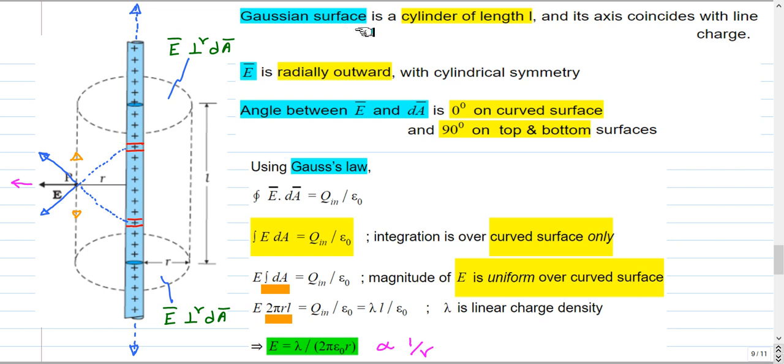Here the Gaussian surface that is being chosen is a cylinder of length L, and the important thing is the axis of the cylinder should coincide with this line charge. Only when this sort of a Gaussian surface is chosen, the electric field on the curved surface of this Gaussian surface will be radially outward. We should have an understanding of the direction of the electric field for applying Gauss's law.